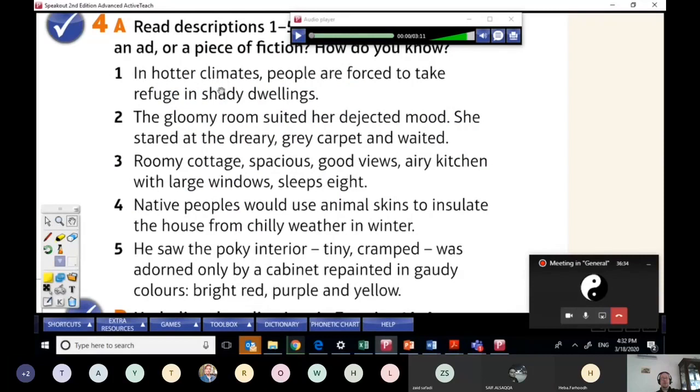So here we have the word shady. Okay. So they took the word shade, and put Y on it, and it becomes an adjective, shady. What does that mean to be shady? In hotter climates, people are forced to take refuge in shady dwellings. Maybe provide shade. Obvious. Yeah, good. It's pretty obvious. Like not something that has a dark side. It has shade from the sun, for example.